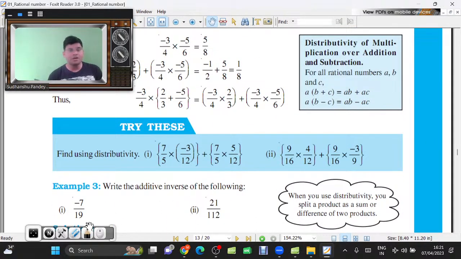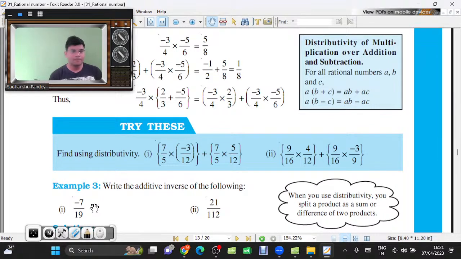Okay, so I am asking you questions. Write the additive inverse of the following. Minus 7 by 19. Vihan, tell me, what will it be? Minus 7 by 19. Yes, additive inverse: minus 7 by 19 plus 7 upon 19. Wonderful.